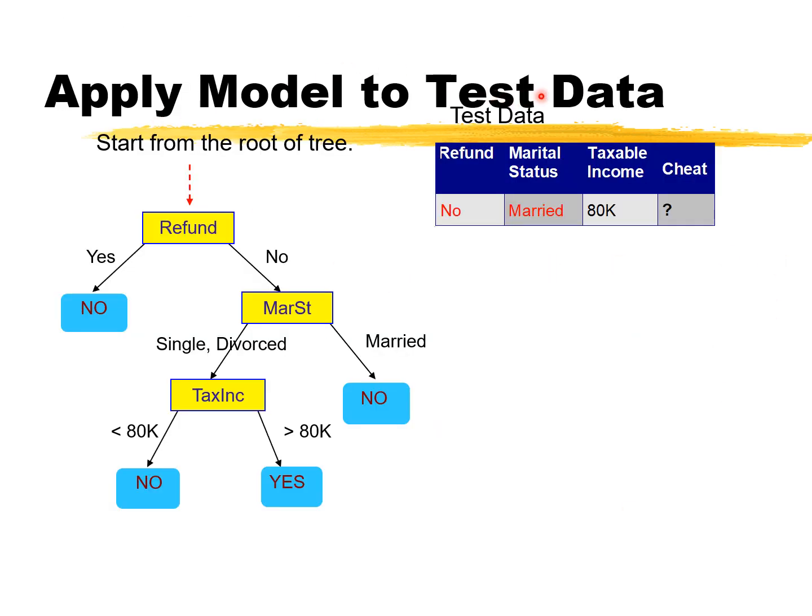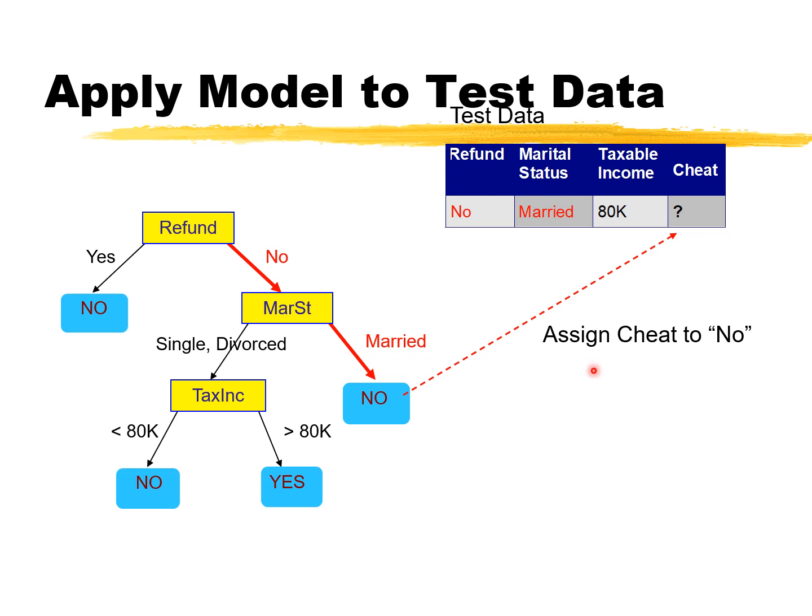Now, this is how to apply the model to test data. We start from the root. So we have refund, yes or no, marital status, single, divorced, married. This is the same decision tree that we've seen. Here, refund is no, so we go this way. And the marital status is married. Then in this case, the cheat will be no, because the class here will be labeled no, based on the decision tree.